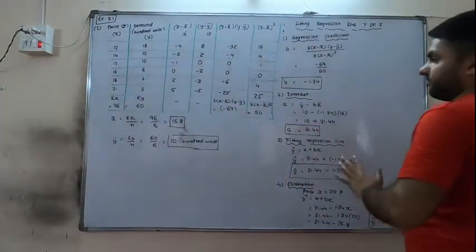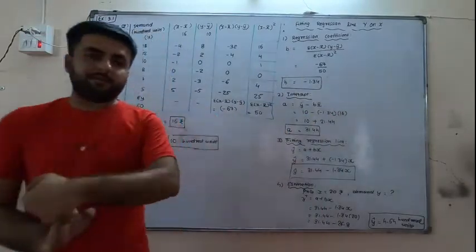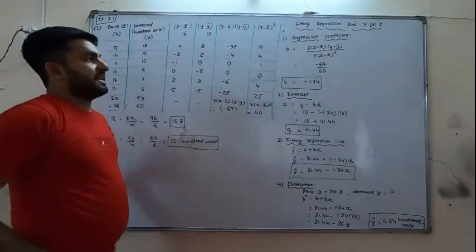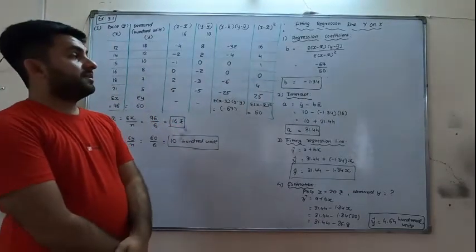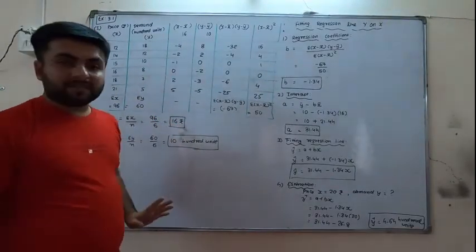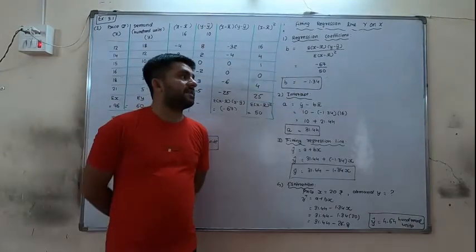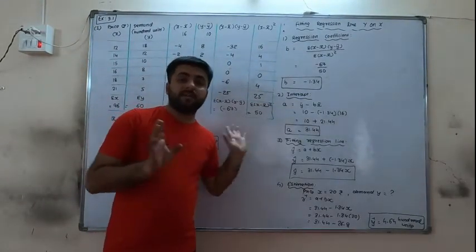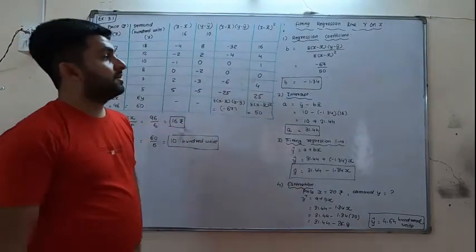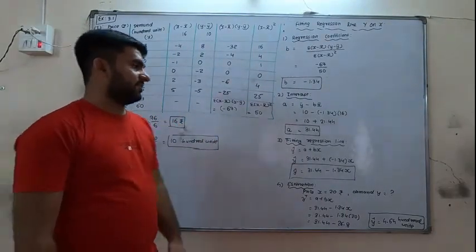So this much is enough for us. Again we are repeating the sum, starting from the first step, that is regression coefficient b. As x bar and y bar are both integers, use the formula (x minus x bar)(y minus y bar) divided by (x minus x bar) square. Don't forget, don't keep the square root here. So b is minus 1.34.